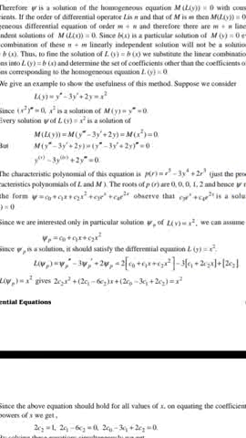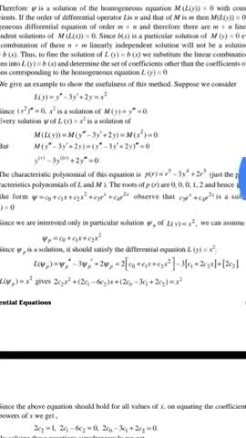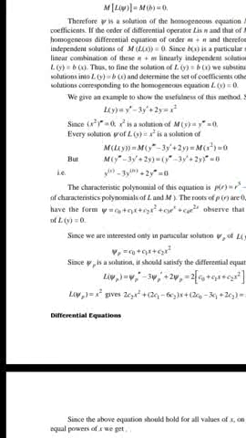Suppose we consider L of y is equal to y double dash minus 3y dash plus 2y is equal to x square. Since the second derivative of x square is equal to 0, x square is a solution of M of y is equal to y double dash is equal to 0. Every solution psi of L of y is equal to x square is a solution of M of L of y, which is M of x square, equal to 0.